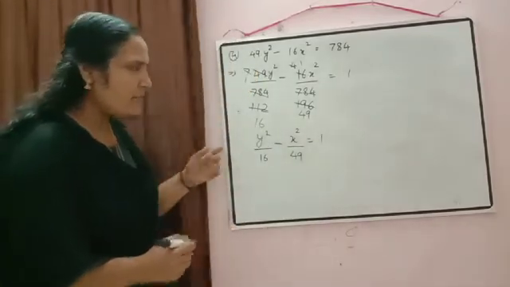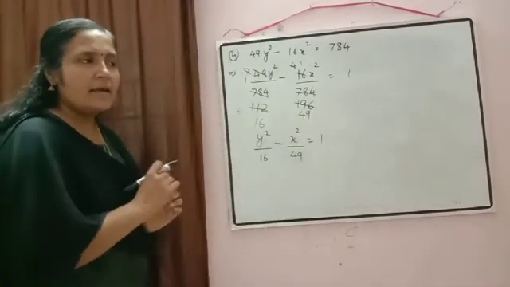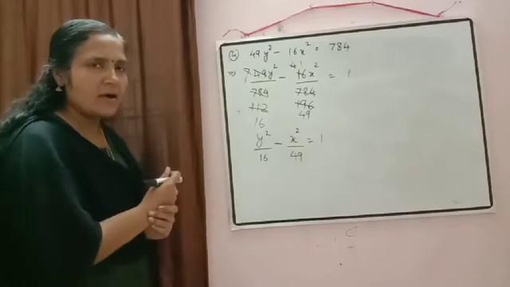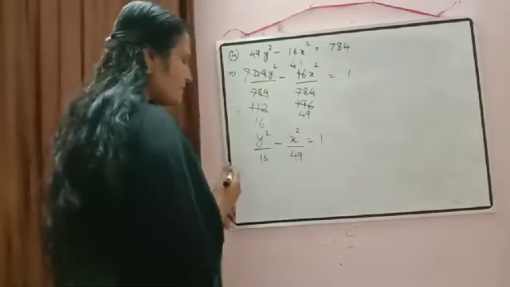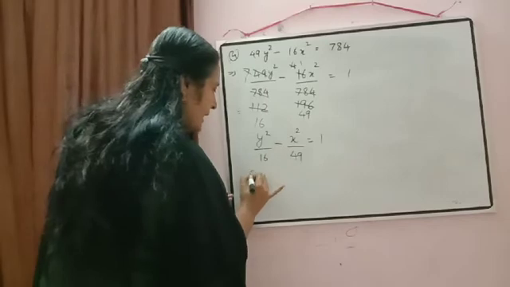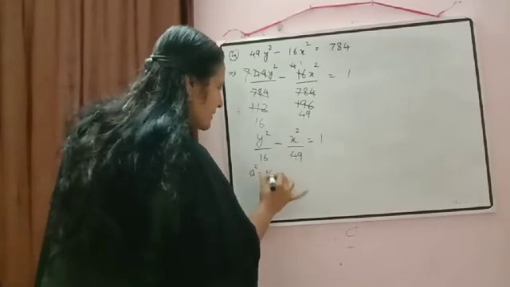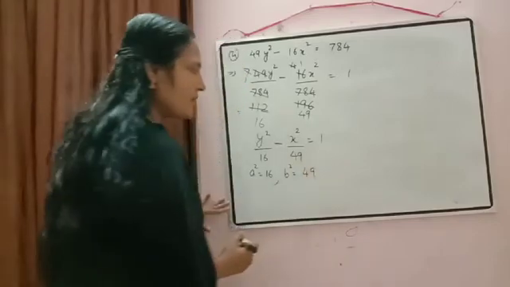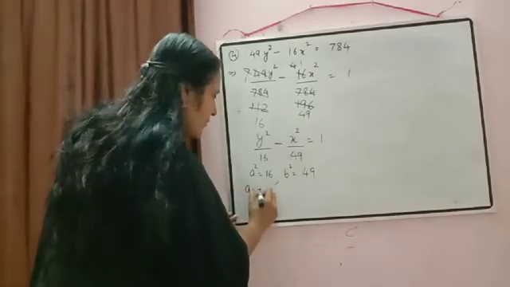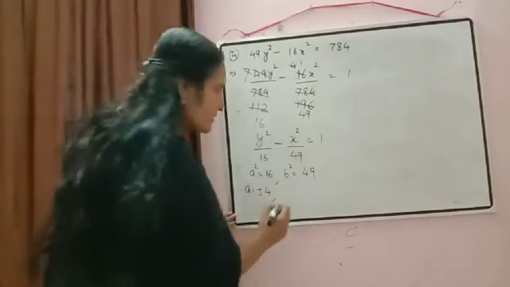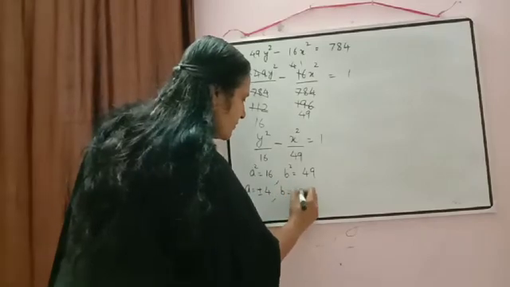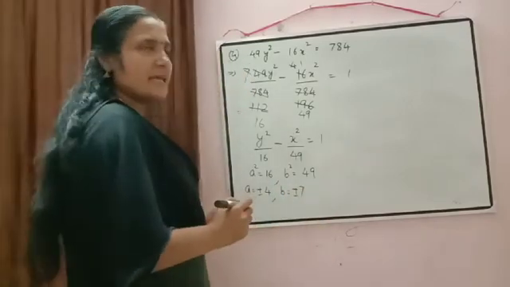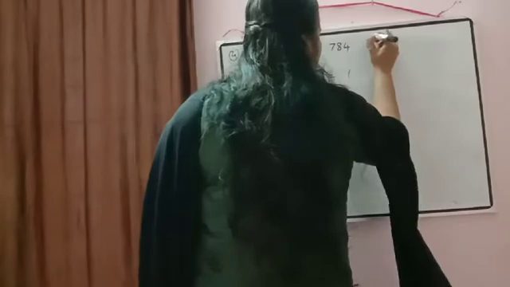So now here again y is written first, which means the transverse axis is along the y-axis. So y square by a square. We have a square is equal to 16, b square is equal to 49. Then a will be equal to plus or minus 4, b will be equal to plus or minus 7. Now can we calculate c also?